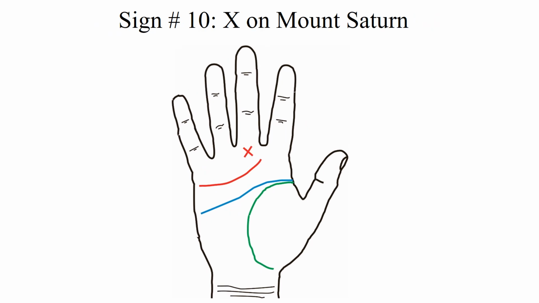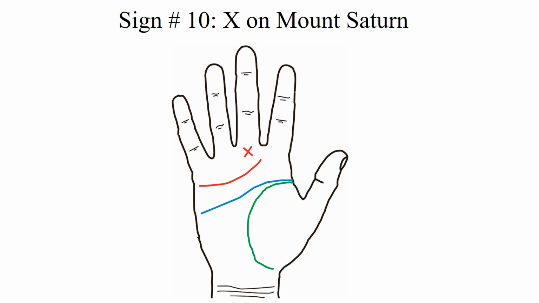Sign number 10, X on Mount Saturn. Mount Saturn reveals, among others, internal security, and outlook towards life, such as pessimism or optimism. The presence of an X on Mount Saturn is considered an unfortunate sign. The person, having this sign, would continuously suffer from depression, resulting from a very negative pessimistic outlook towards life. Suicidal tendencies could be associated with this sign.